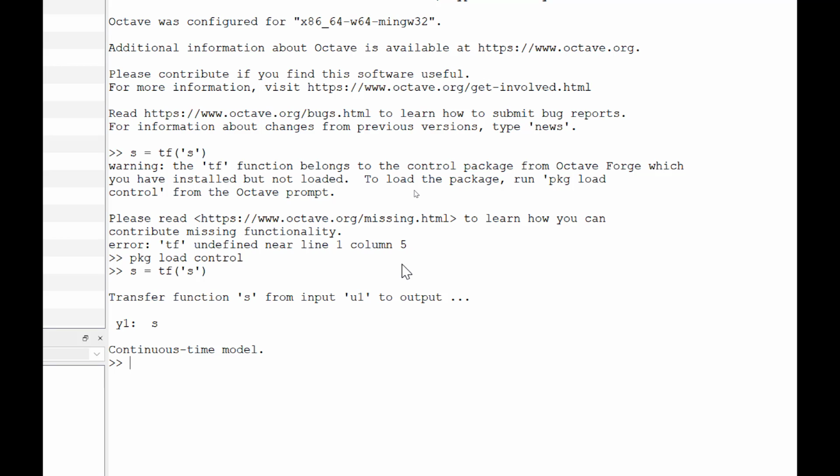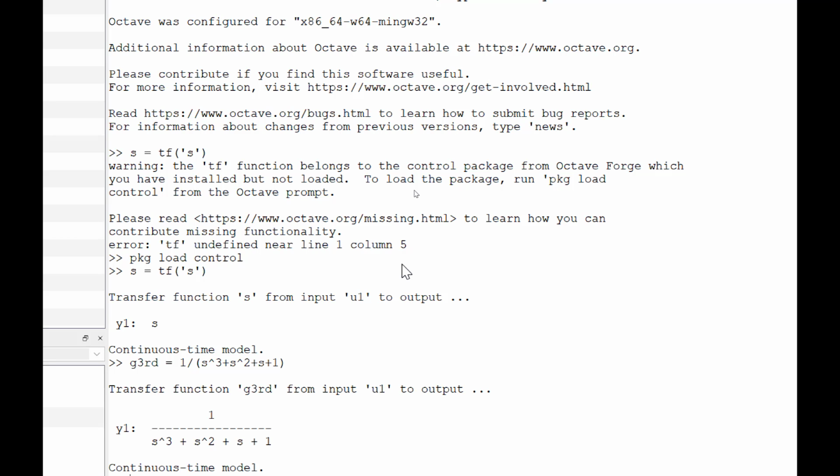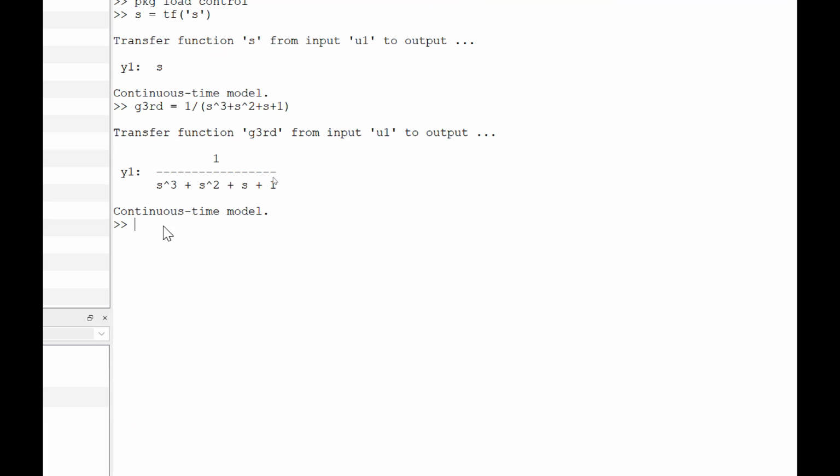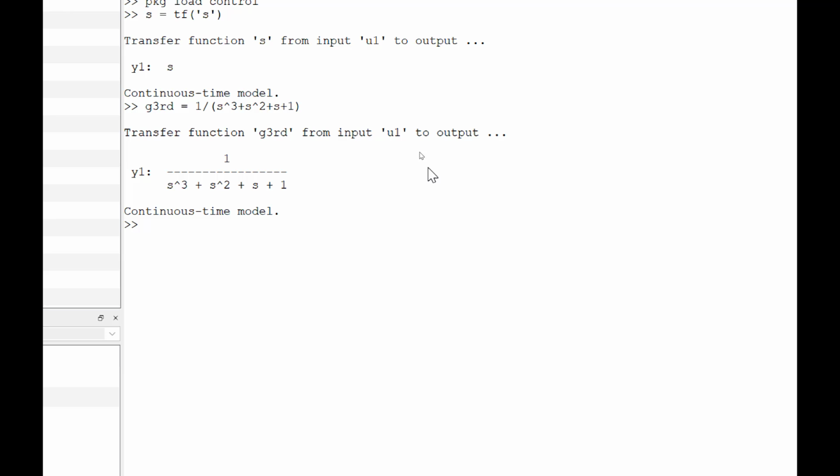So let's see, we'll just call it G third, because it was a third order system. K, I'm not sure what K is. We'll just put 1 in for K. Again, the numerator doesn't matter. It's the denominator that matters. s cubed plus s squared plus s plus 1. That's the transfer function. Okay, and as you can see, it has calculated the transfer function for me.